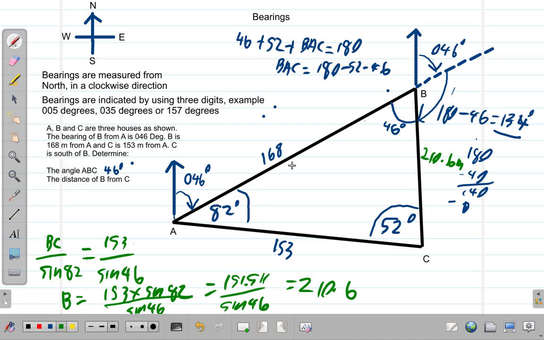So in that case, it would be 210.6 meters. Let me write it down. 210.6. So that's this distance here from B to C.